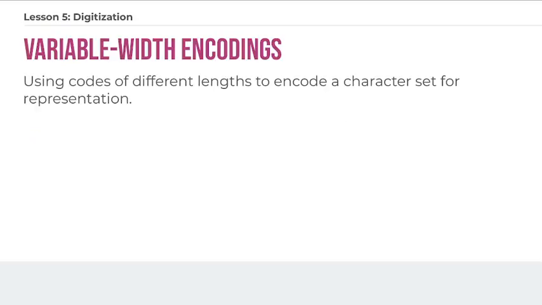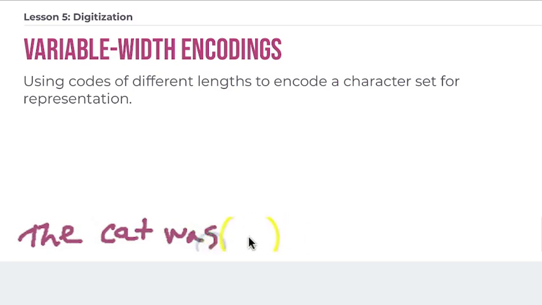Variable width encoding. This seems more natural, like our words. A real simple sentence, something like, the cat was red. I'm pretty proud of myself. I just literally came up with that off the top of my head, and it illustrates my point perfectly.